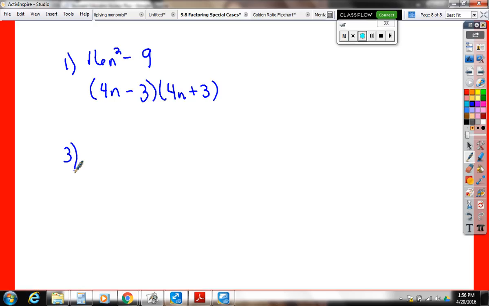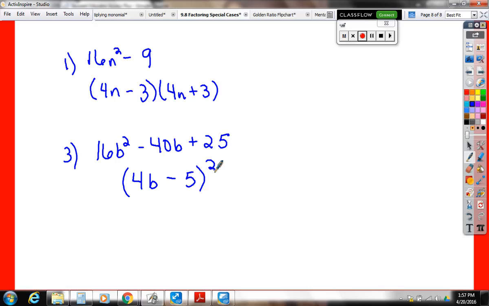Number 3 is an example of a perfect square trinomial. What's the square root of 16? 4. It's 4, not 2. So number 2. Oh, we're doing number 3. Okay, so what would number 3 be? 4b minus 5. Not plus 5, minus 5. And then what do I do to that? Square it. Square it, good. So now we have to do that. You have to finish the page, we'll go over it at the end.